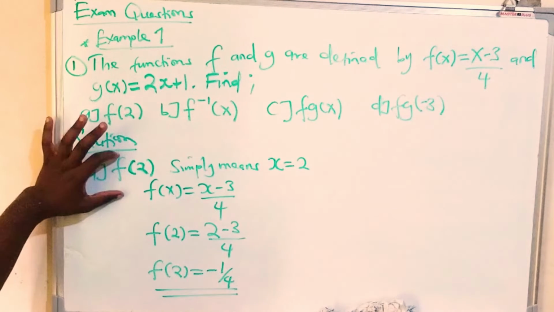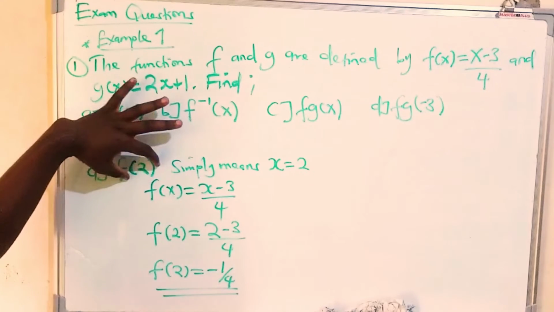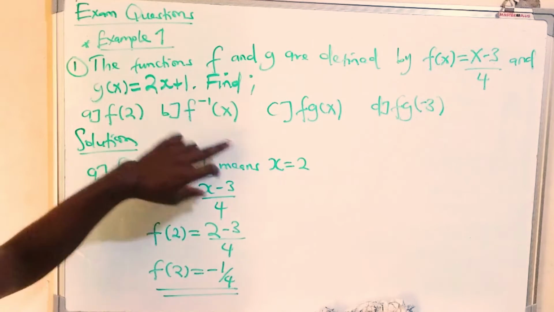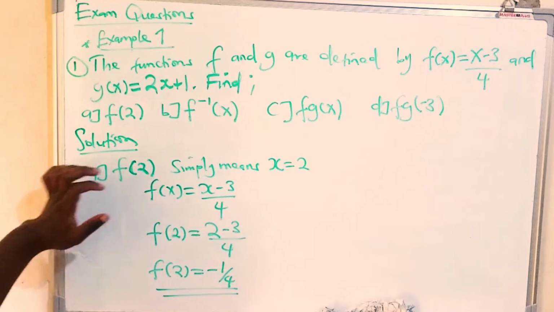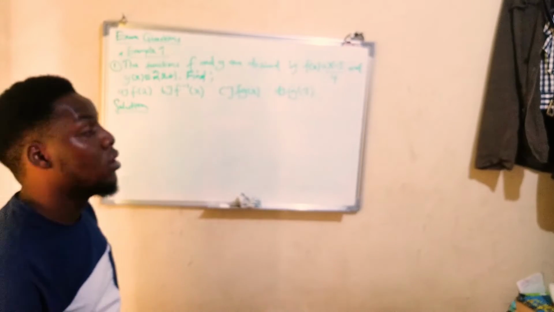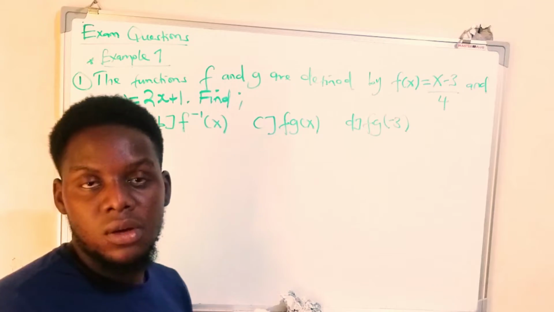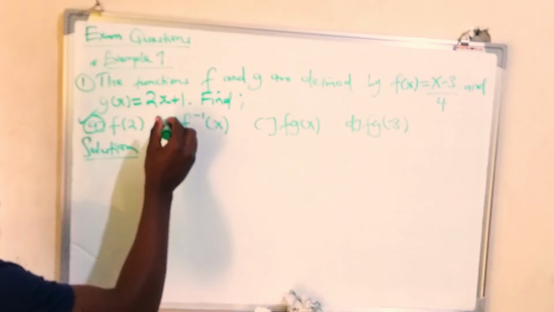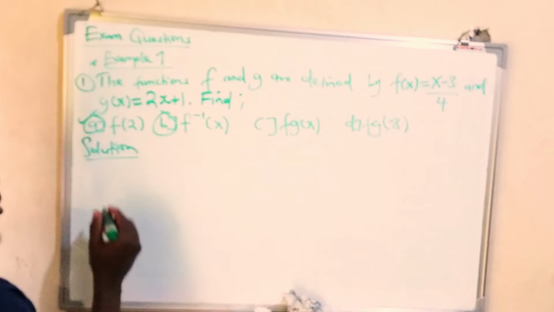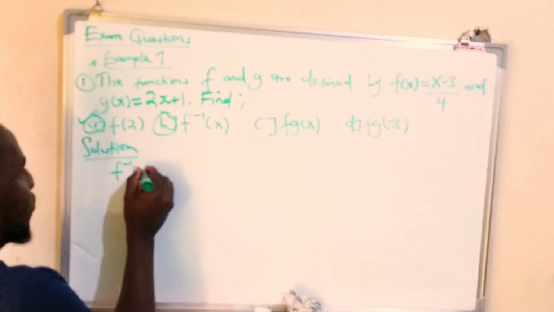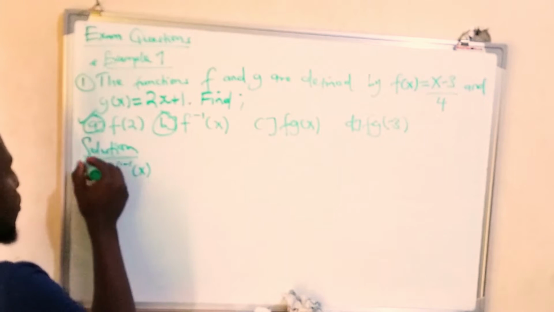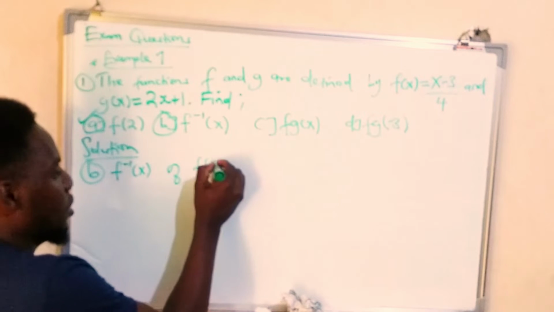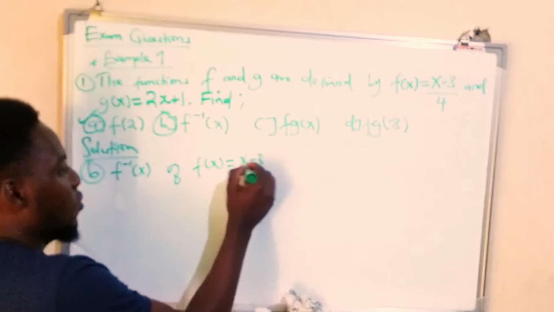That's how you solve that particular type of question. When you have the name of the function with a number in brackets, read as f of 2, it simply means x is equal to 2. Okay, so that's how you go about question a. So we are done with this. We now go to question b. Question b is telling us to find the inverse function of f of x. So we're finding the inverse function of f of x is equal to x minus 3 over 4.